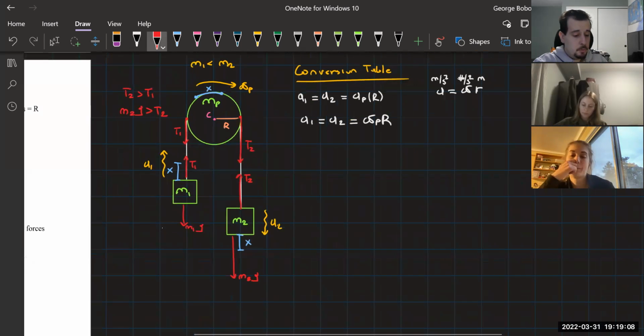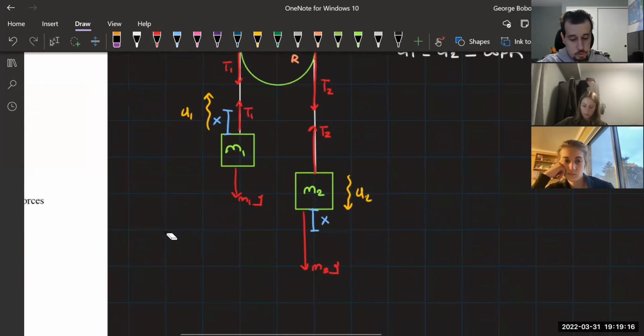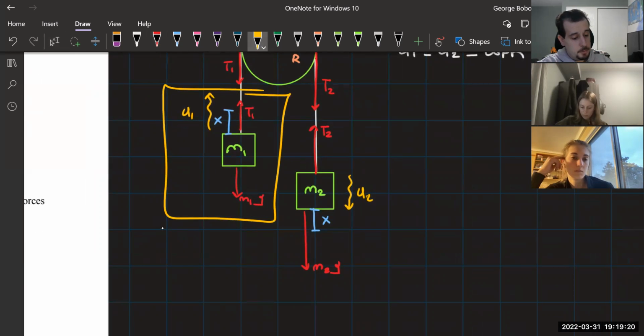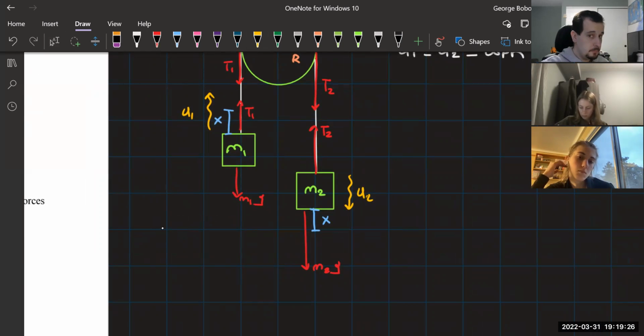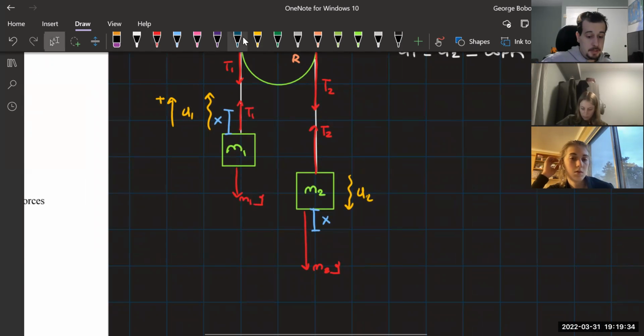Okay, so we've labeled our conversion table. We have every relationship we want ready to go. I'm gonna assign here to Julie now. Okay, so Julie, we're gonna be working on this guy. What can I set as a positive direction? You can set up. And that's because again, we have that lined up with our acceleration, right?